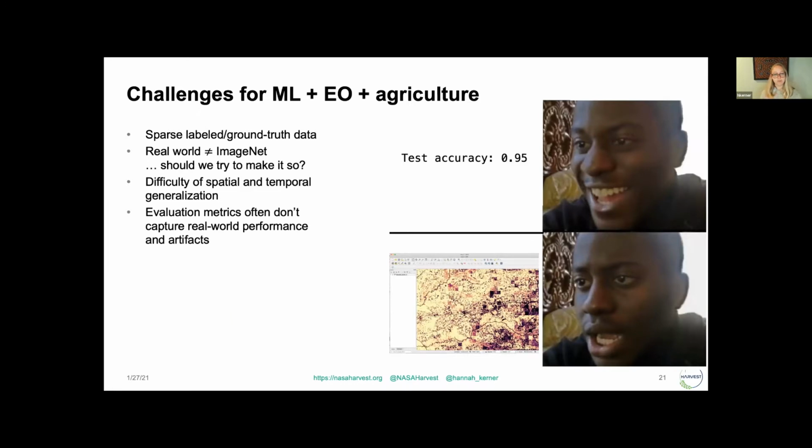Our evaluation metrics are often not capturing the real world performance that we see spatially with these maps. Usually in machine learning, we're using these sparse test datasets that maybe have a few hundred, or if we're very lucky, a few thousand examples, and you might have a great accuracy on that. But those point-based datasets are not really testing the artifacts and spatially correlated errors that we see in the maps. And so this makes iterating on model development even more challenging.